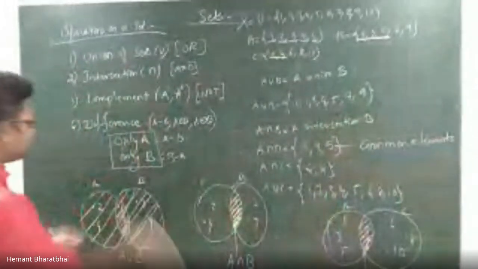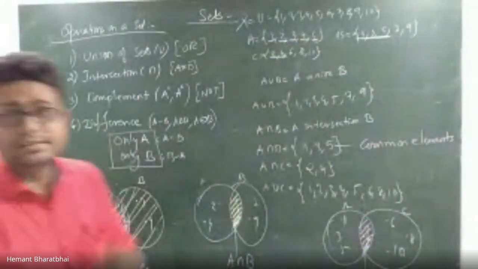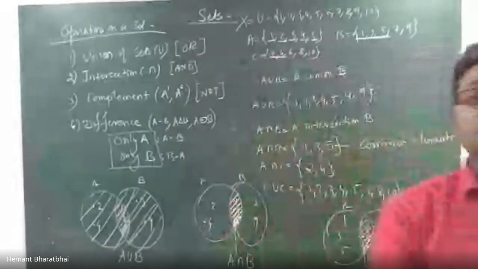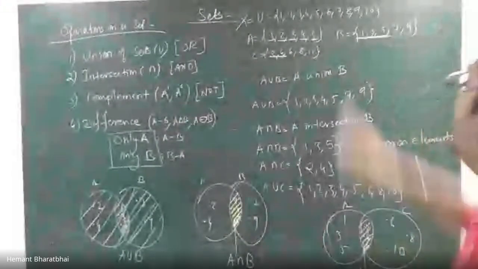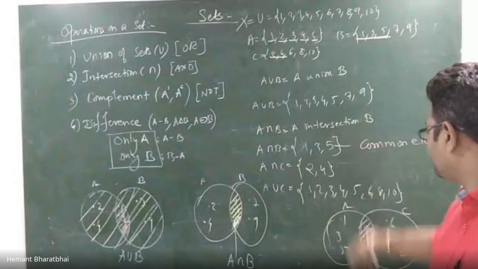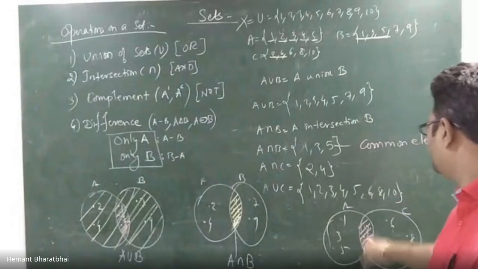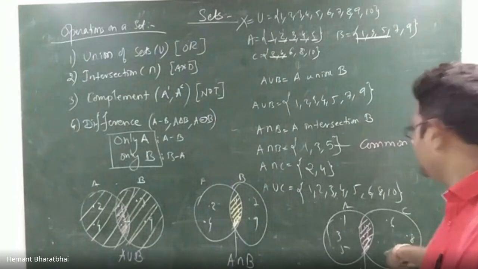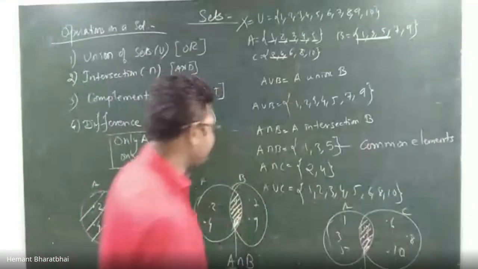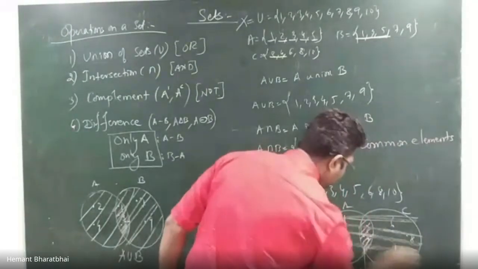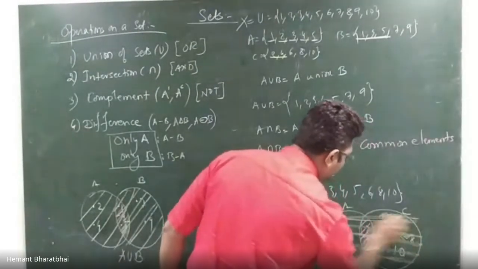And the entire set together, both the sets together will always give you A union that particular set. So if you do A union C, you get 1, 2, 3, 4, 5, 6, 8 and 10, which means both the sets will come. So if I'm saying union, then the entire yellow color will become union.